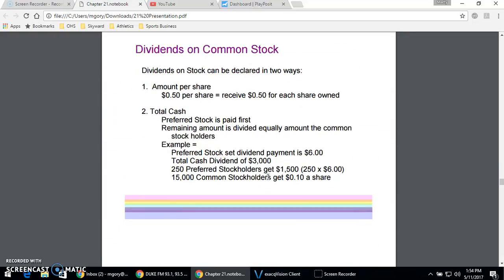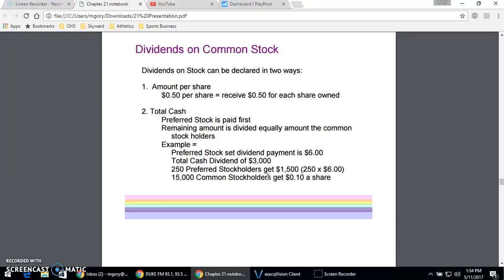All right, dividends to common stock. When we have common stock, they could also receive dividends. Let's say, for example, in this example, number one, we have amount per share. 50 cents per share is the dividend. You receive 50 cents on each share that you own. Total cash, we have preferred stock is paid first. Remember, preferred means that you get preferential treatment. Your perks are going to come first. Remaining amount then is divided equally amongst the common stockholders.